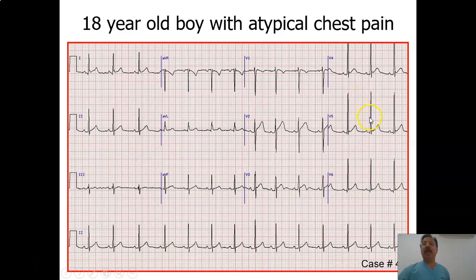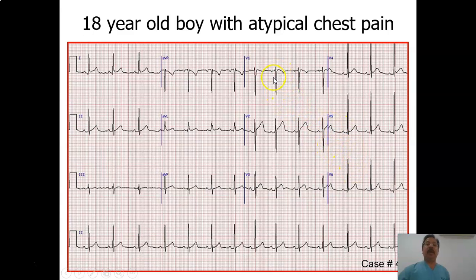So any voltage more than 35 mm in lead V1 or V2 plus V5 or V6 is equal to left ventricular hypertrophy. So this patient has left ventricular hypertrophy. There is no right ventricular hypertrophy.